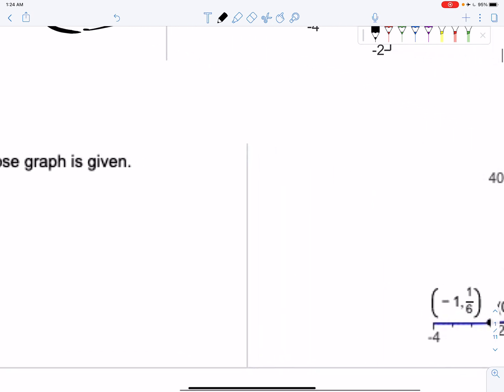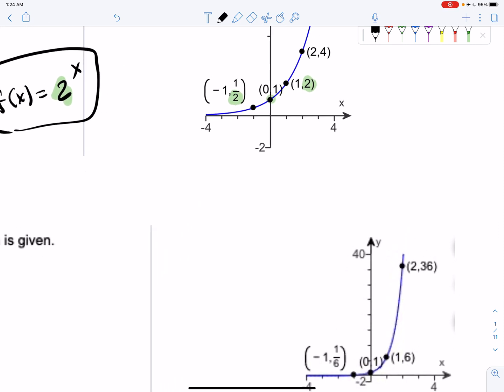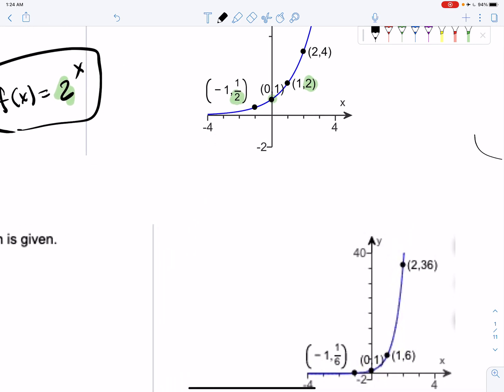What about the next one? Maybe I'll zoom out a little bit. Let's use that same idea. Well, there's our y-intercept. This is really kind of a smashed graph. There's negative 1 comma 1 over 6. So there's that. And let's verify it, 1 comma 6. Well, that must be my a value. And what's the a value? It is 6. So this is going to be f of x equals 6 to the x.